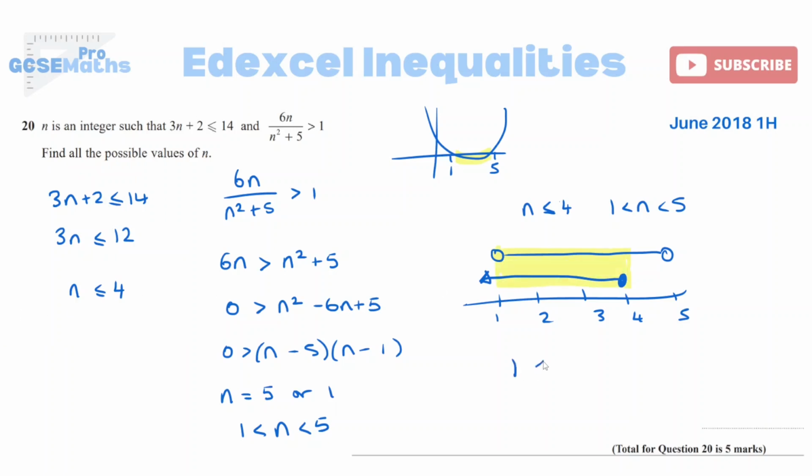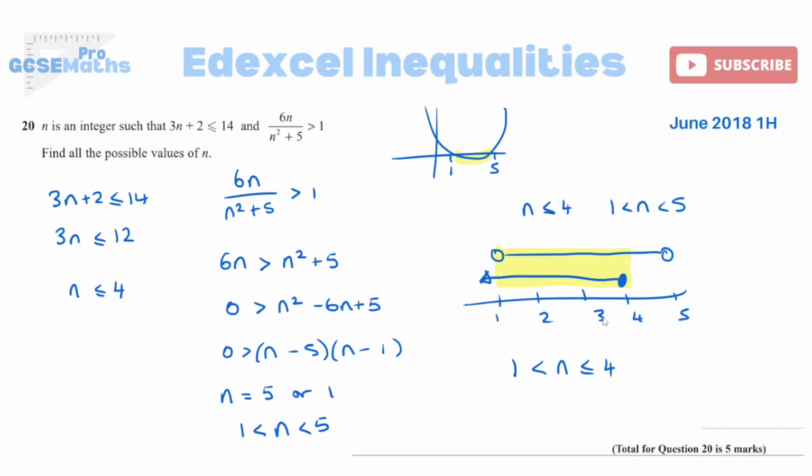So my inequality is 1 is less than n, which is less than or equal to 4. Now, the last thing to consider is, what was the question? Did they ask for an inequality, which is this? Or, in this case, did they say find all the possible values of n? So that's saying list them, list the values.